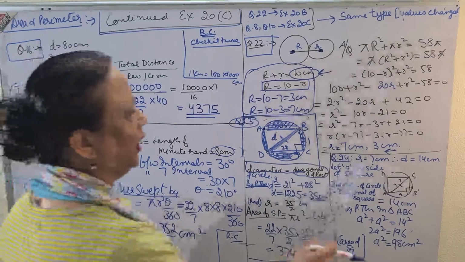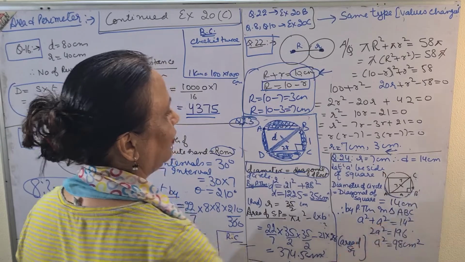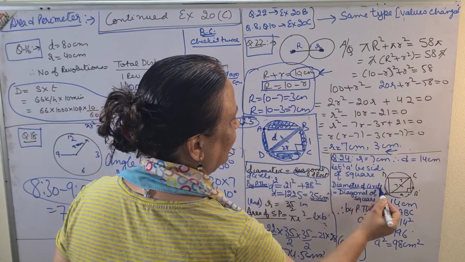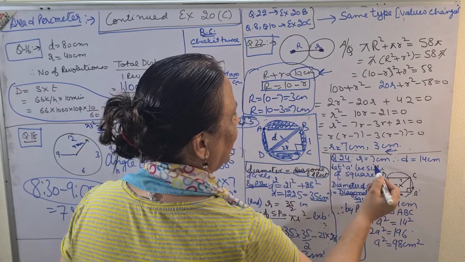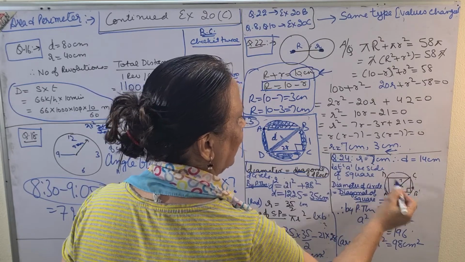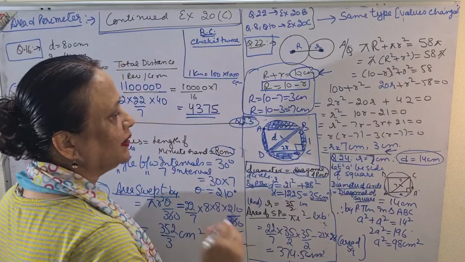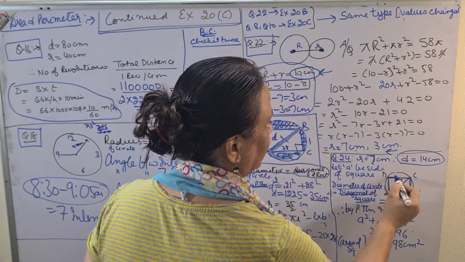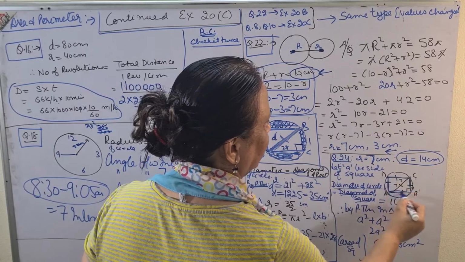So see children, R is equal to 7 centimeter, diameter is equal to 14 centimeter. Why did I take diameter? Because again, same fact: the diameter of the circle is equal to the diagonal of the square. This time radius has been given to me as 7 centimeter. So if radius is 7, the diameter will be 14 centimeter. They have asked me to find the area of this square. In this question I don't have to find any shaded portion, just the area of the square.